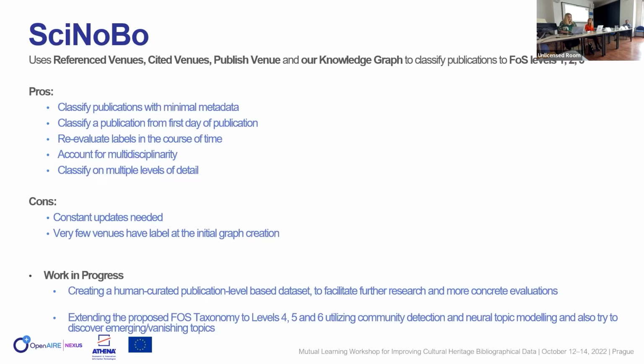So what we're working on now is to create a human-curated publication level-based data set, so we're not so much reliant on the initial classification. And we're also working already on extending the FOS taxonomy to levels 4, 5, and 6, using community detection and neural topic modeling. And we want to use the lower levels in order to be able to identify emerging or vanishing topics, because level 3 is still too aggregate to get little topic fluctuations. And this is what we're working on.